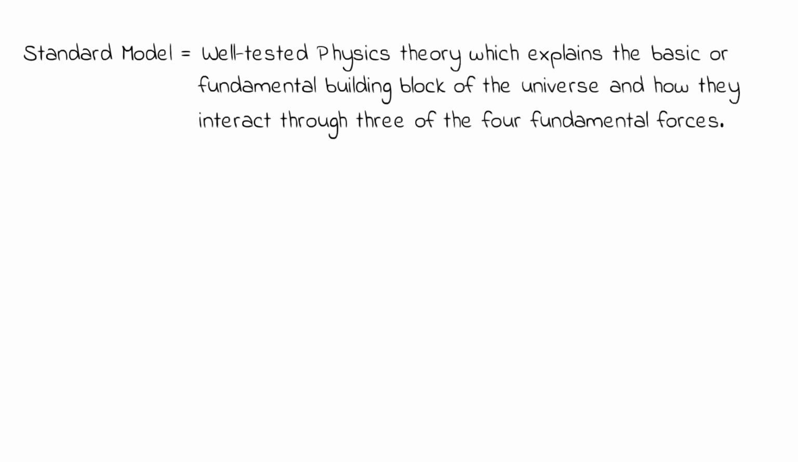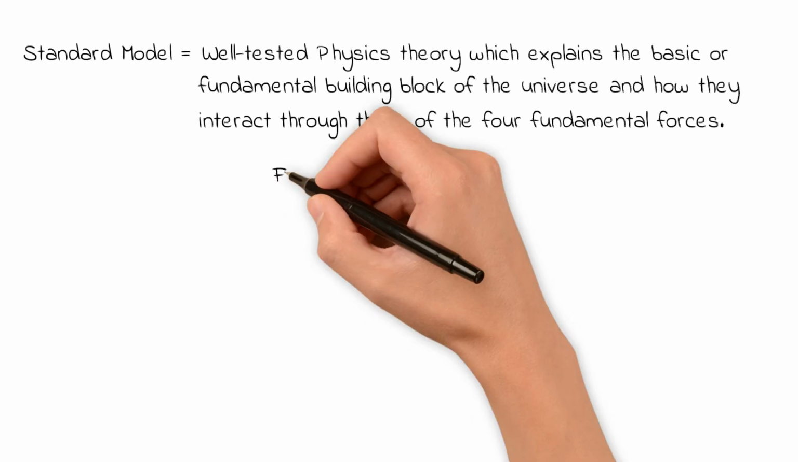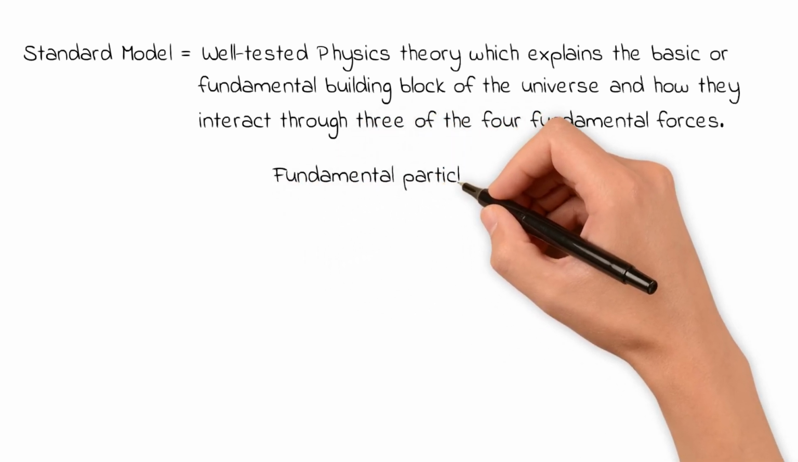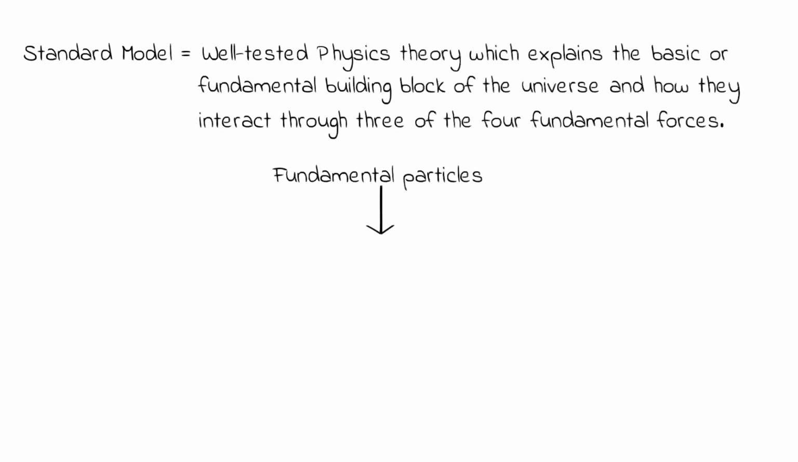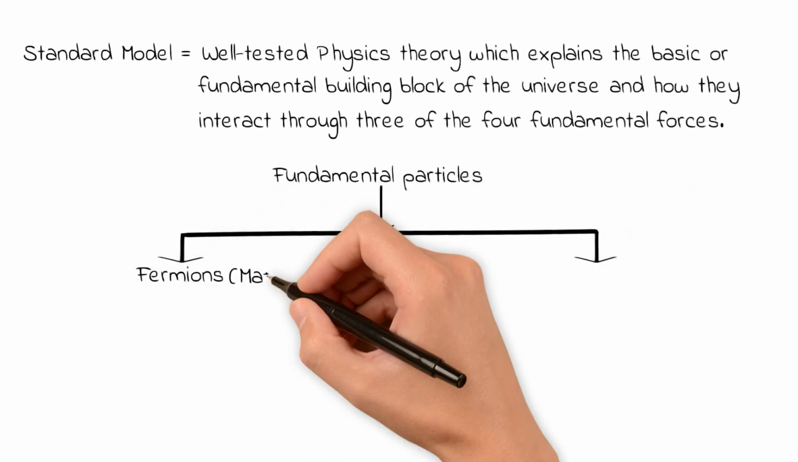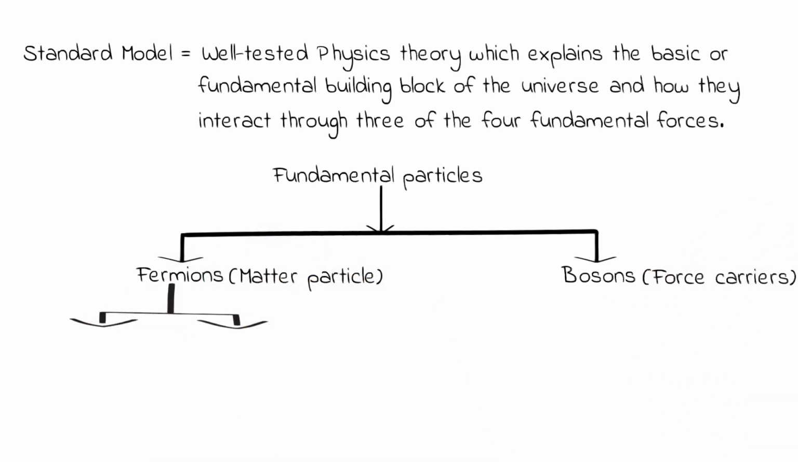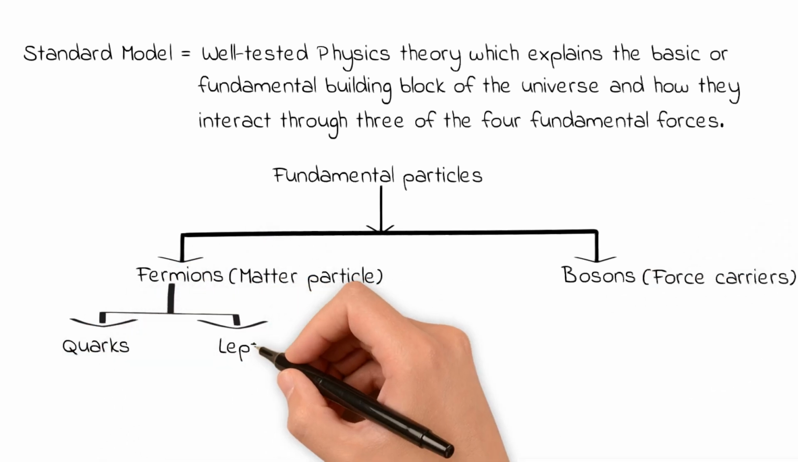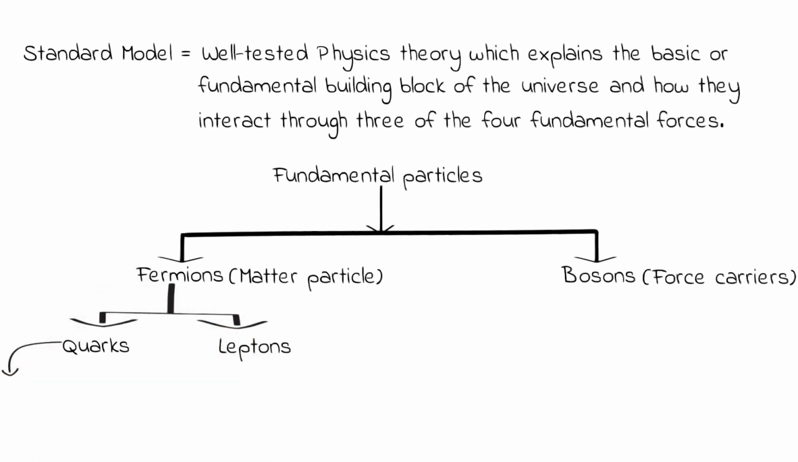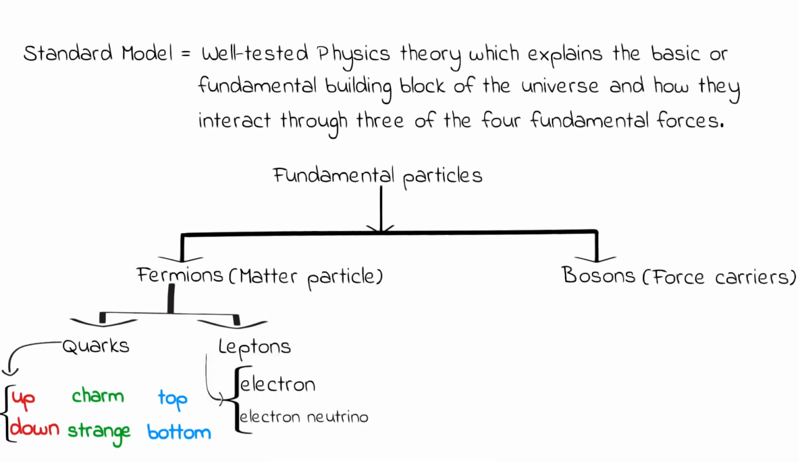So in summary, we can say that the fundamental particles can be divided into two main categories. On one hand, the fermions, which are matter particles, and on the other hand, the bosons, which are force carriers. The fermions are further divided into quarks and leptons. Each of these two categories, that means the quarks and the leptons, exists in 3 generations. Each generation contains 2 types of particles, making a total of 6 quarks and 6 leptons.